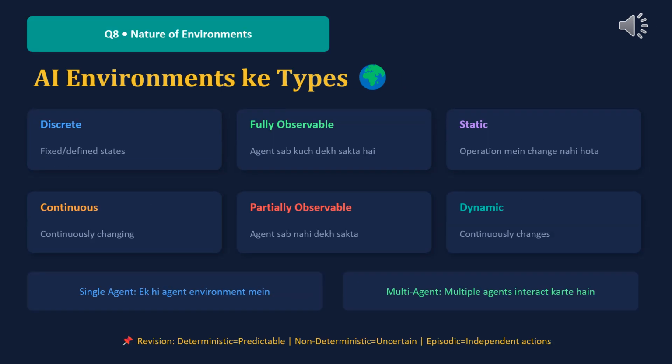Slide 9. Types of AI environments. AI agents operate within different types of environments. A discrete environment has fixed and clearly defined states, while a continuous environment changes smoothly over time. In a fully observable environment, the agent can see everything it needs to know, whereas in a partially observable environment, some information is hidden. Static environments do not change while decisions are being made, while dynamic environments continue changing. We also have single agent and multi-agent environments. Understanding these environment types helps us design intelligent systems more effectively.